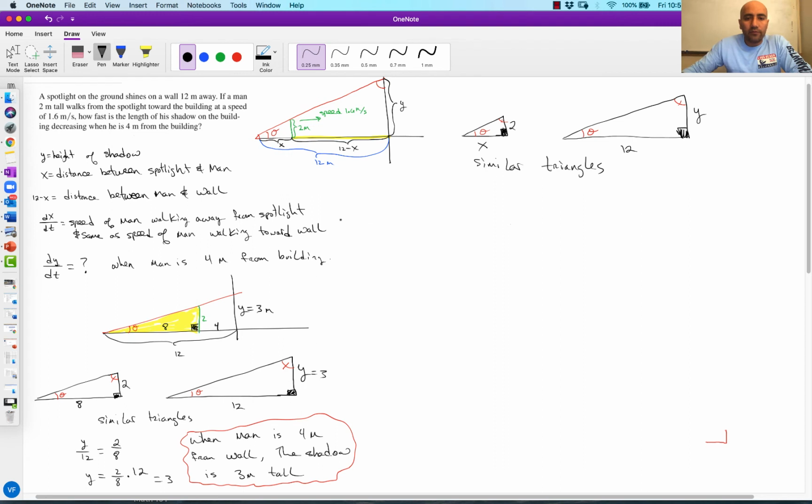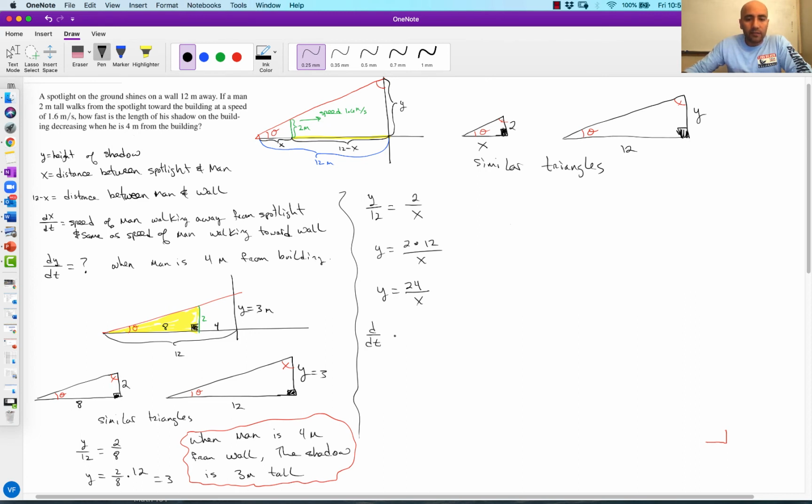So just like before then, we can establish that y divided by 12 must be equal to 2 divided by x. Multiply both sides and we get that y equals 2 times 12 divided by x, or y equals 24 divided by x. Okay, so since we're interested in finding dy/dt, let's take a derivative with respect to t.